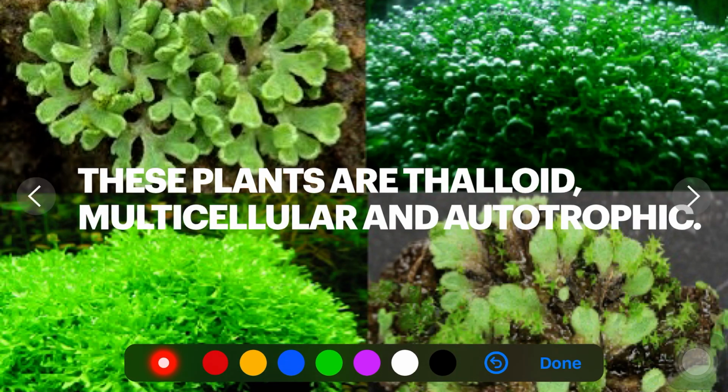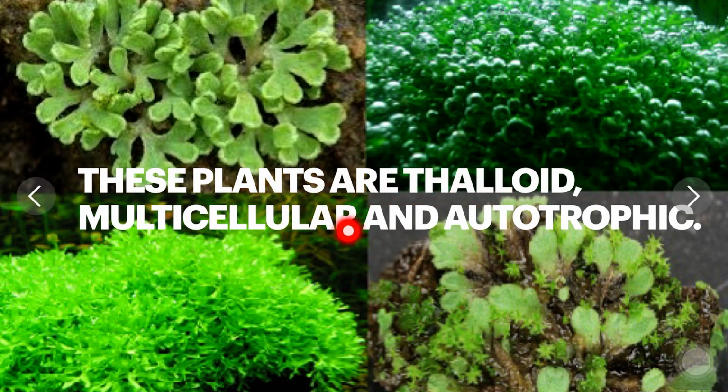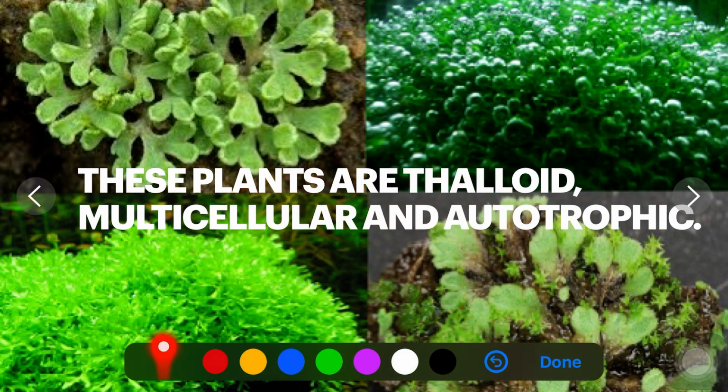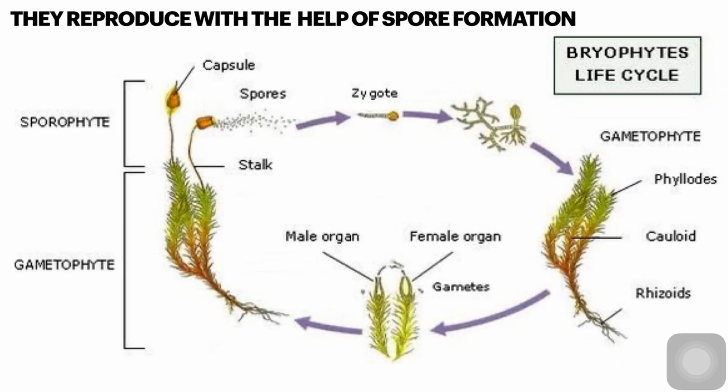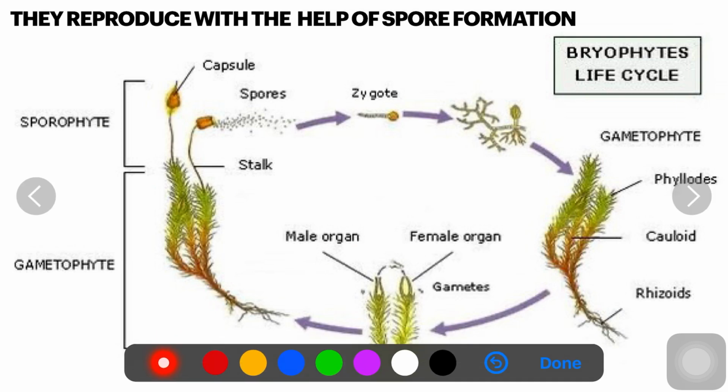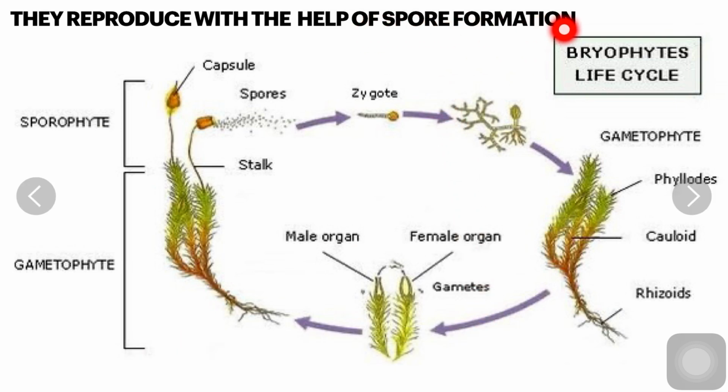These plants are thalloid, multicellular and autotrophic. Students, thalloid means the entire body of a multicellular non-moving organism in which there is no organization of the tissues into organs. And autotrophic means which can prepare their own food in the presence of chlorophyll. Bryophytes reproduce with the help of spore formation.